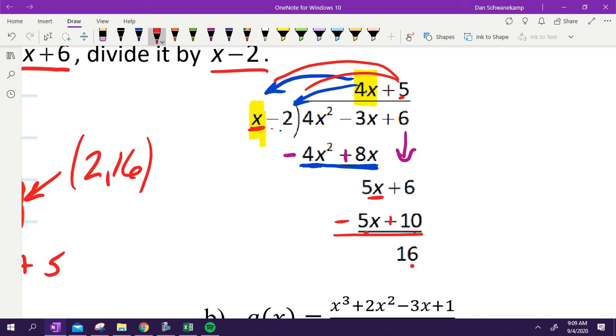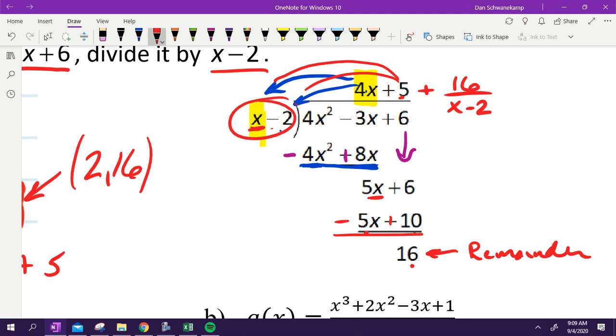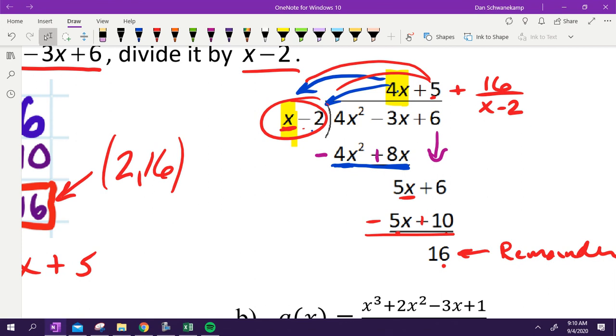X times nothing gets me 16, so this right here is my remainder. If you want to write it out, it's 4x plus 5 plus 16 over x minus 2, because 16 doesn't go into x minus 2 evenly. Just like when we did bell work, we got a remainder of 3. We said that was like 3/4 because it didn't go in evenly. That is how we do long division.